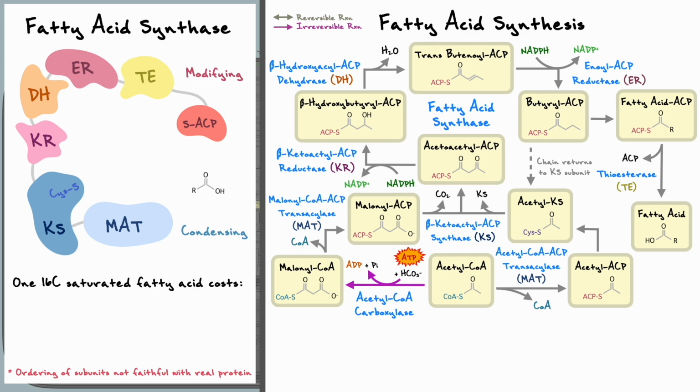In total, to make a 16-carbon fatty acid, it requires 7 rounds of synthesis, which will cost 7 malonyl-CoA, 1 acetyl-CoA, and 14 NADPH. Since malonyl-CoA is made from acetyl-CoA and that process costs 1 ATP, we can say that the net cost will be 8 acetyl-CoAs, 7 ATPs, and 14 NADPH.